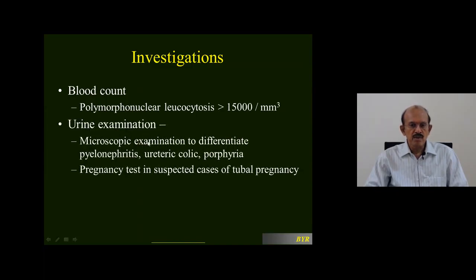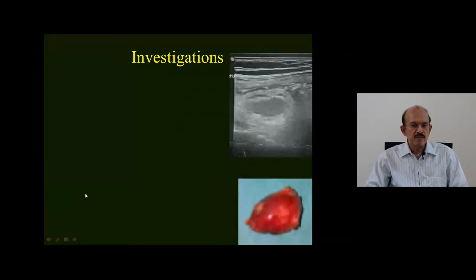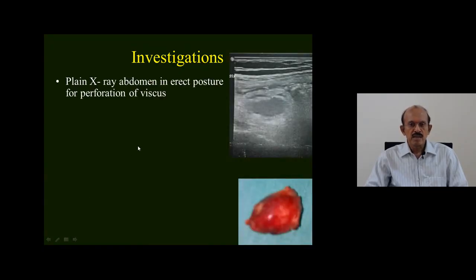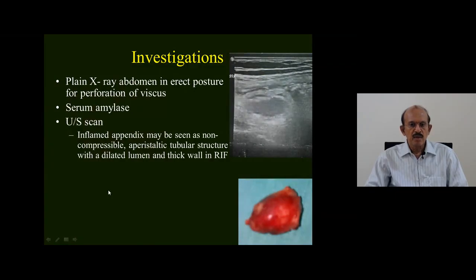Urine microscopic examination is done to differentiate it from pyelonephritis, ureteric colic, and porphyria. In these conditions, the urine will show certain changes, but in acute appendicitis the urine will be completely normal. Then a pregnancy test in a suspected case of tubal pregnancy. Not only suspected cases, in all married women who are fertile, you must do a pregnancy test. Plain X-ray abdomen in erect posture to exclude perforation, serum amylase, and ultrasound scan.